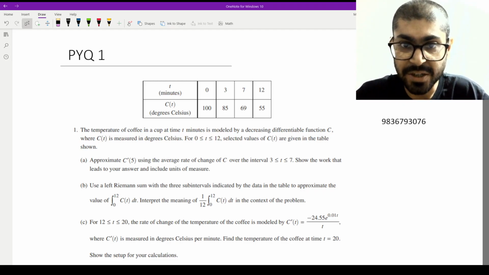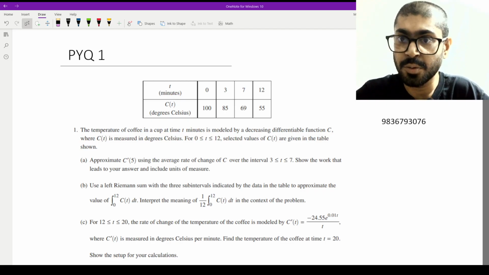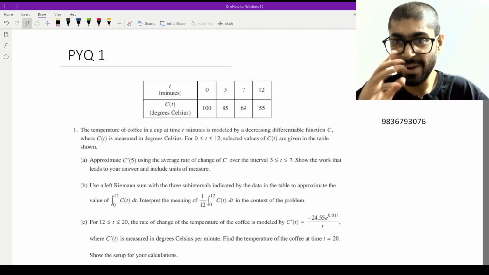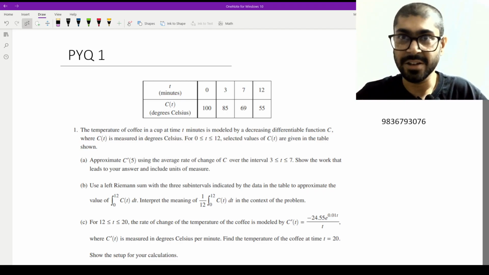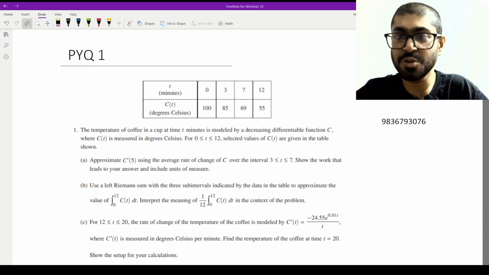So the temperature of coffee in a cup at time t minutes is modeled by the decreasing differentiable function c. Two pieces of information are available from this statement: the function is decreasing and the function is differentiable. Now you have to first try to understand what type of function this could be. A decreasing function that will never decrease to be negative, right?